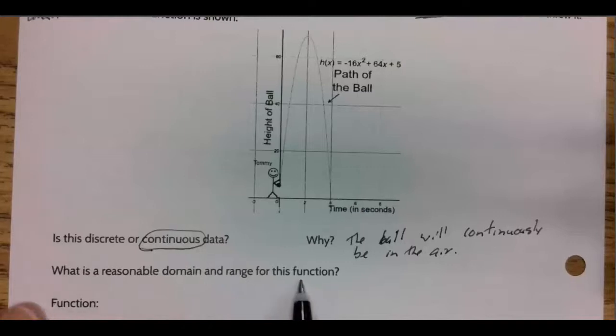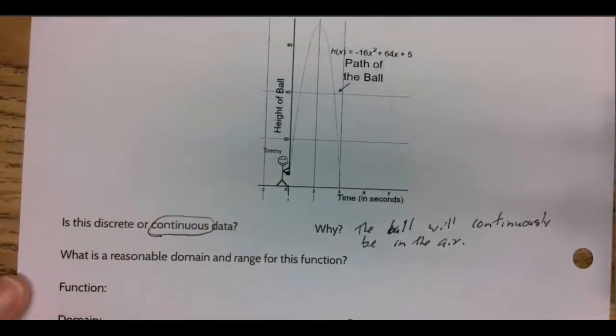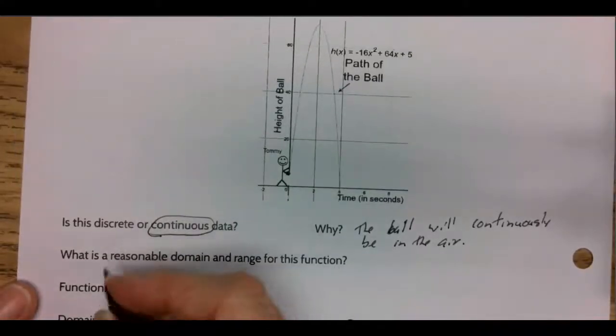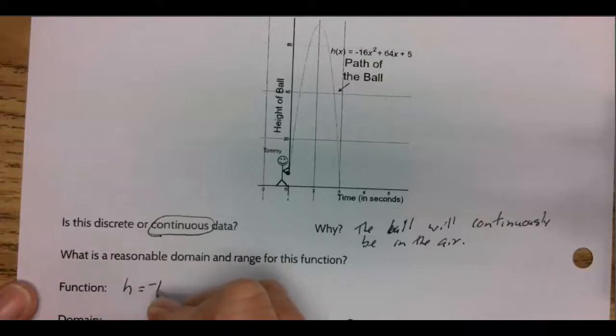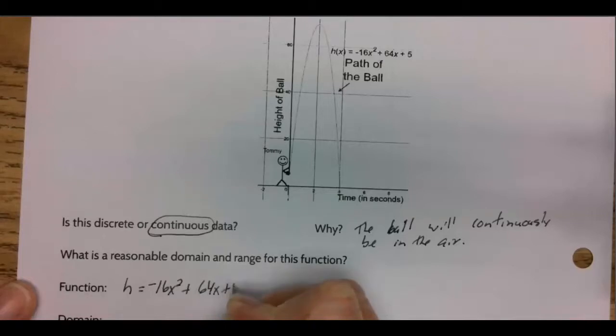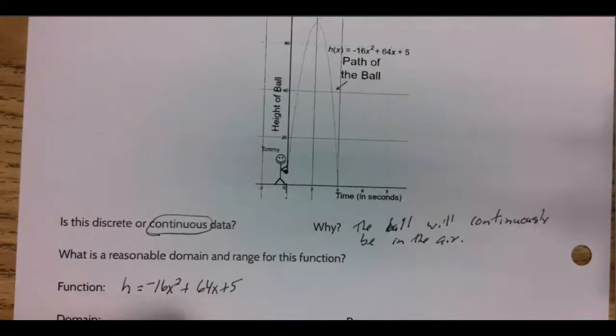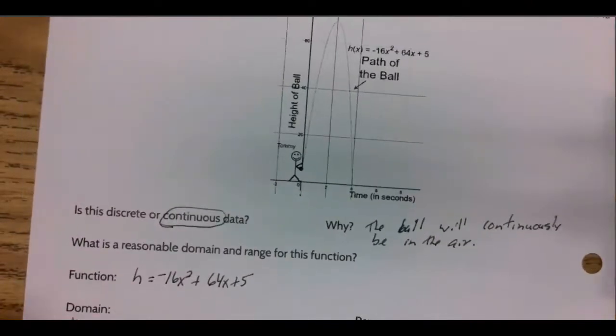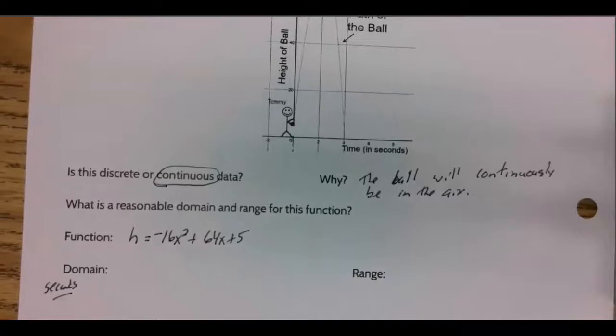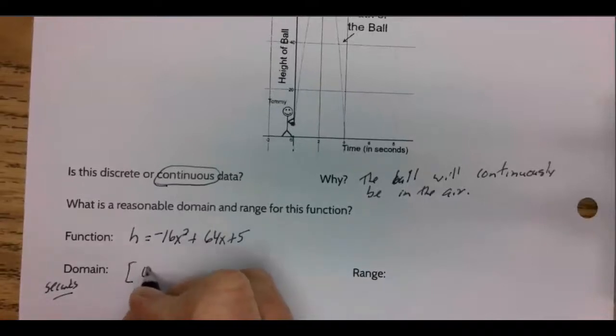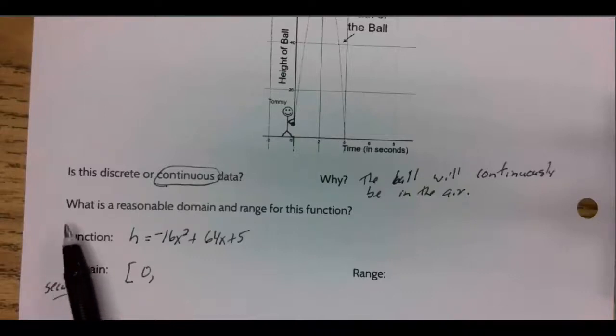What is a reasonable domain and range for this function? So here we go. Let's write down the function. The function is h is equal to negative 16x squared plus 64x plus 5. What can we plug in? So just think logically. This is seconds. What can my seconds be? What's the lowest number that I can have for seconds? Well, I can start at 0.